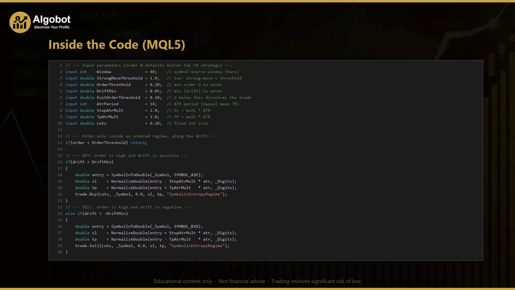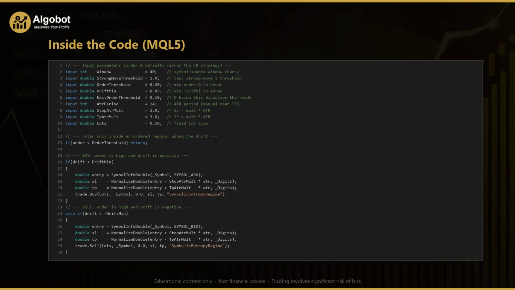When drift is greater than the drift minimum, the buy block runs. It reads the ask price, sets the stop loss at the entry minus stop multiple times ATR, sets the take profit at the entry plus take profit multiple times ATR, and calls trade.buy with the fixed lot size. The sell block is the mirror image in the else if branch. When drift is less than the negative drift minimum, the strategy reads the bid price, places the stop loss above the entry and the take profit below it, and calls trade.sell.